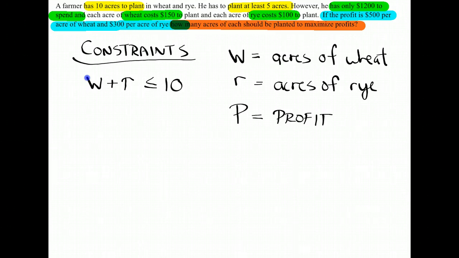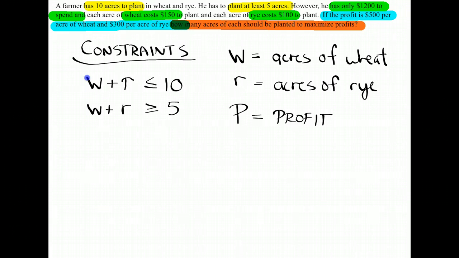Cannot go over 10. Second sentence, it says he has to plant at least 5, so he has to use at least 5 of his acres. So that is also related to W plus R, and that has to be greater than or equal to 5. So somewhere in there.